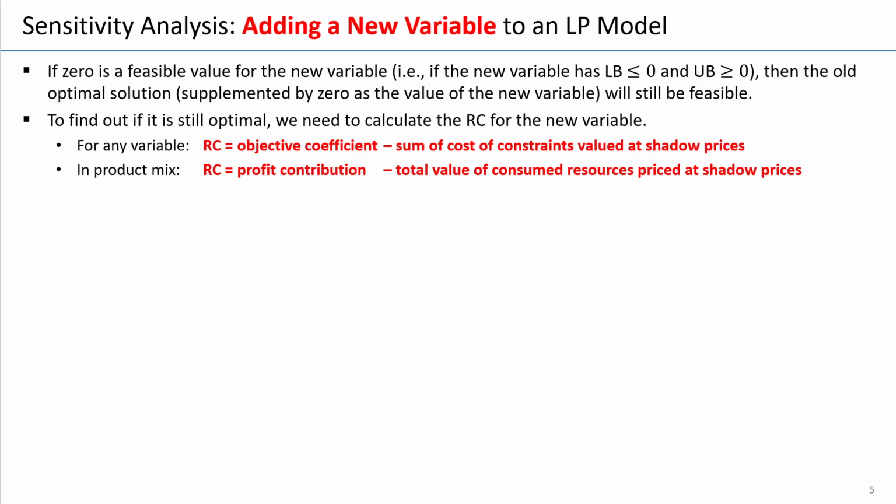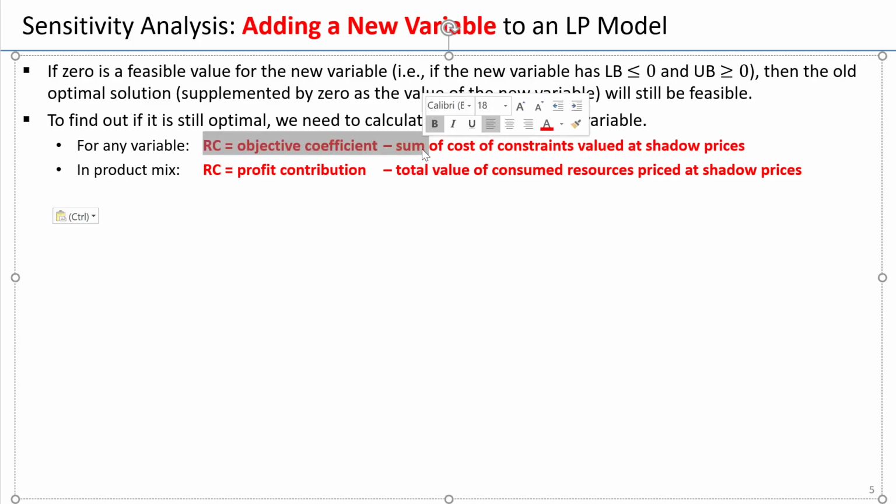So for example, if it has a lower bound 0, we can calculate its reduced cost for increasing from the lower bound 0, right? So how do we calculate it? Well, the formula is this. The formula says, take the objective coefficient for this new decision variable, and subtract the sum of costs of constraints when you value those constraints at shadow prices. So for example, in a product mix, it would be profit contribution as the objective coefficient, minus the total value of consumed resources when you price those resources at shadow prices.